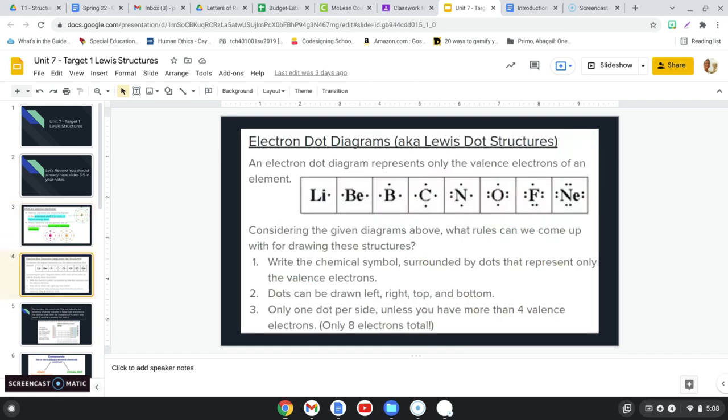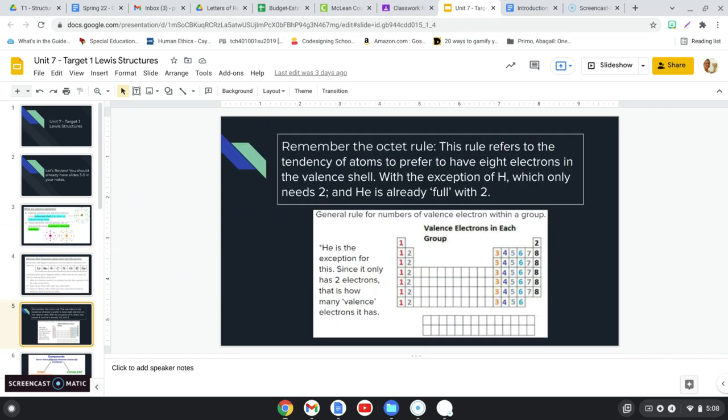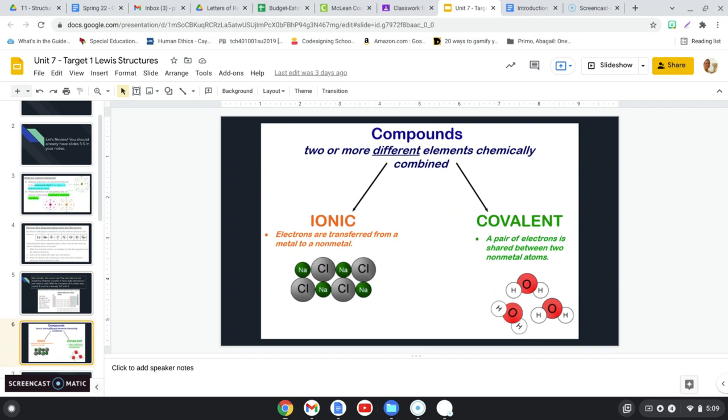And we talked about how to draw the Lewis dot structures or the electron dot diagrams. And then the octet rule. So all atoms are striving to get to 8 electrons unless you're hydrogen. If you're hydrogen, you only need 2 because helium only needs 2. Everybody else wants to be like the noble gases. They want to have 8 electrons in their outer shell. So sometimes what they do is they either gain, lose, or share their electrons. And that's how we're going to get into bonding.